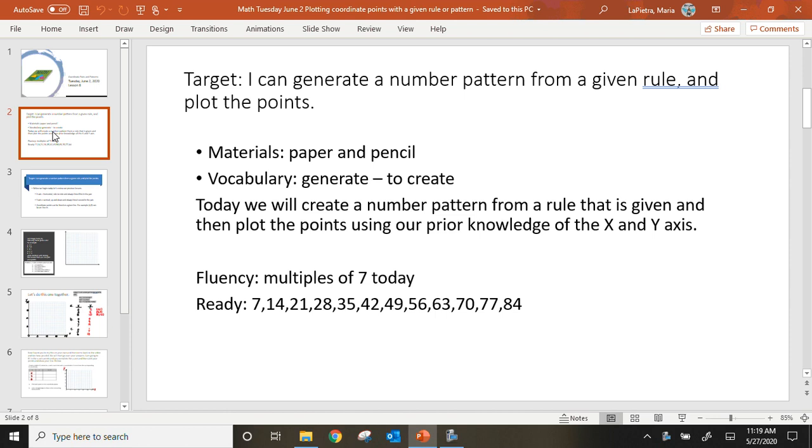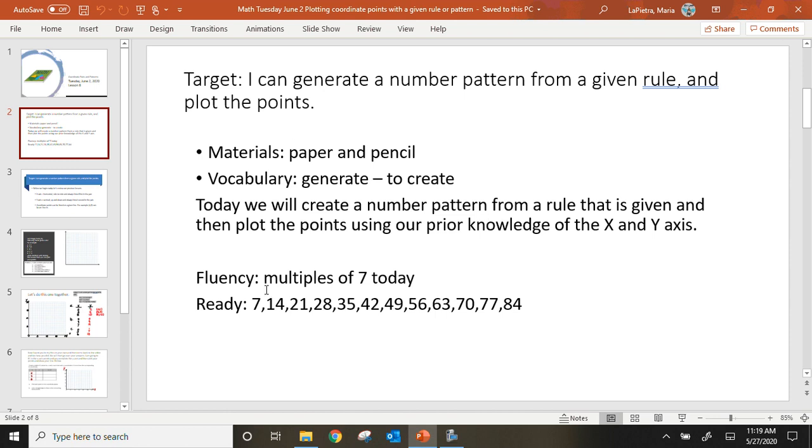So you're going to be given a rule for X and Y, and we are going to figure out what the coordinate points are, and then we are going to plot them on our coordinate plane. Okay. So I hope you have a paper and pencil ready to go. First, our vocabulary is generate, to create. So today we will create a number pattern from a rule that's given and then plot the points using our prior knowledge of the X and Y axis.